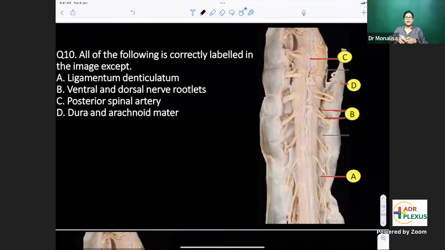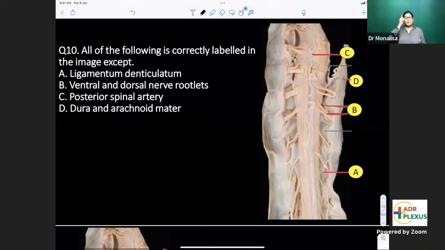So see here, this is the image. All of the following is correctly labeled in the image except. A is ligamentum denticulatum. B is ventral and dorsal nerve rootlet. C is posterior spinal artery. D is dura and arachnoid. According to you, which is the wrong? There is one wrong label here.